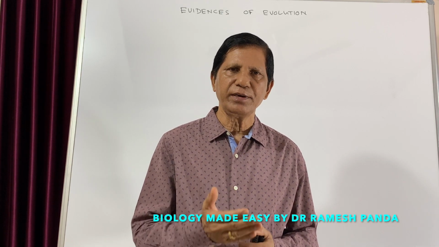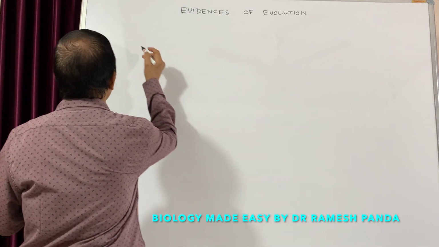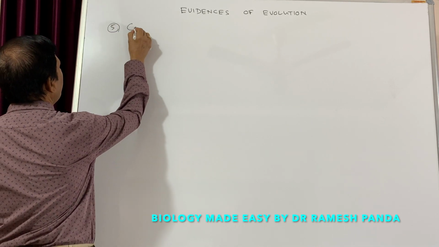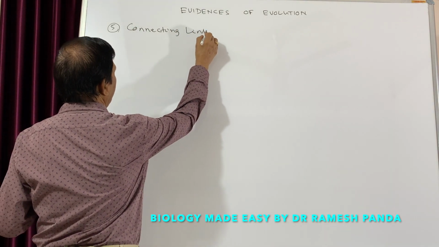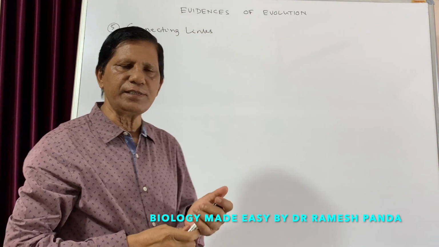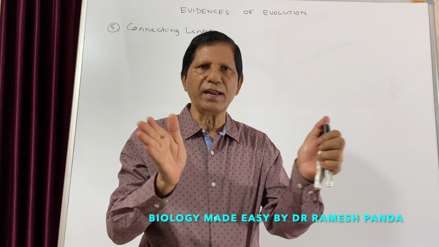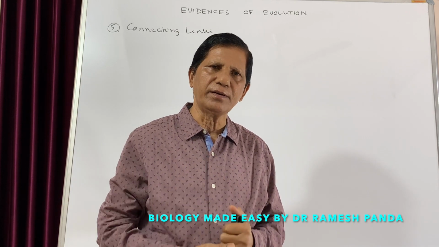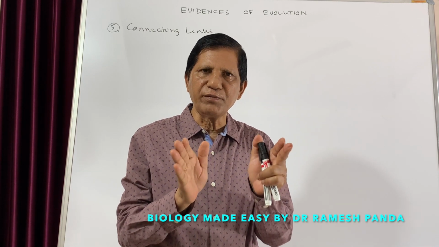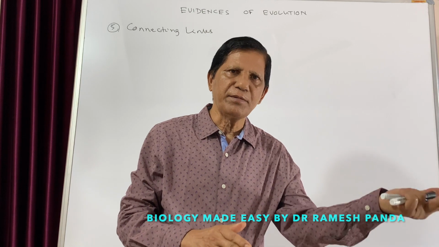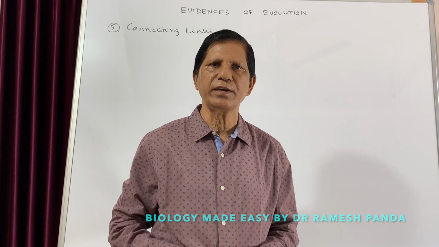So the 5th point in the evidence from anatomy and morphology is the connecting links. There are some organisms which have similarities with different types of organisms. What does it mean? It means that they have both the characters, that is, they have evolved from the primitive one and they have become more advanced. So let us give some examples so that we can understand it in a better way.